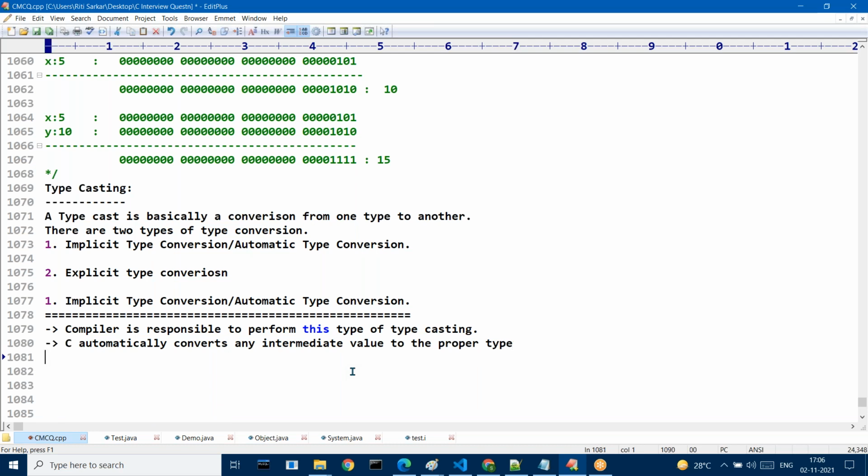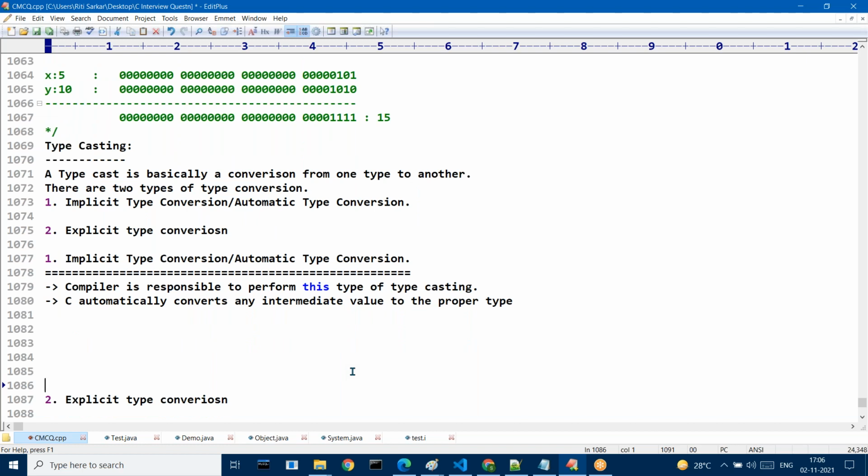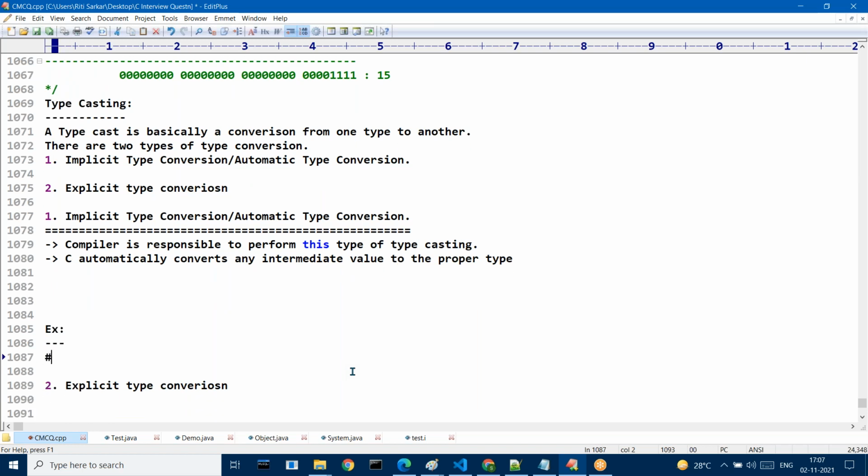It means that, for example, for usual typecasting, it follows a particular order. What is that order? I will let you know that order. But before that, let me go for an example and then I will show you what order it actually follows for automatic typecasting. Say here, I'm just writing one program, int main.